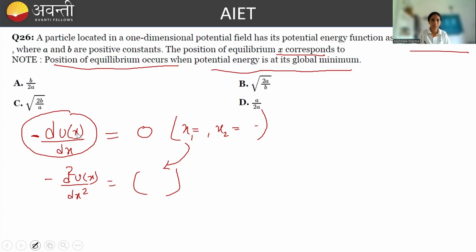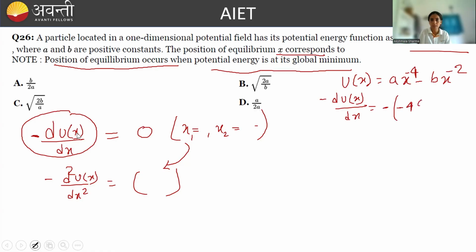So let's do the first step here. Differentiate this first. U(x) here can be written as A x to the power -4 minus B x to the power -2. So if you are going to do minus dU by dx, I will write here minus. So this is -4A by x to the power 5, and here it will become +2B by x to the power 3. Okay. So if we equate it to 0, what will you be getting?